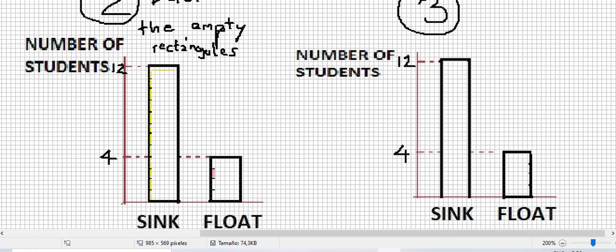Finally, you can recover the colors. Yellow color. No, sorry, excuse me. And you color everything. And the pink for the float bar.